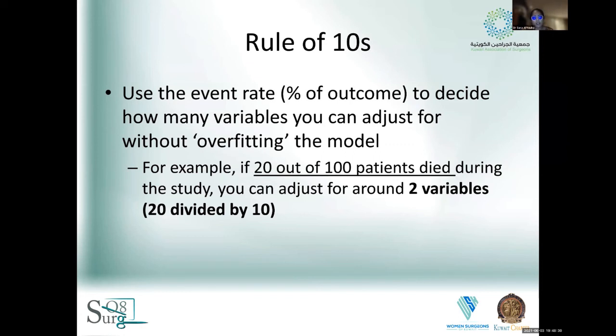In actuality, we tend to be more generous with how many variables we adjust for, sometimes 4 or 5. And this is something that if a reviewer was reading your paper, they might say, well, you overfitted your model because you included too many variables and your event rate is too low. So you'll see this being commented on.